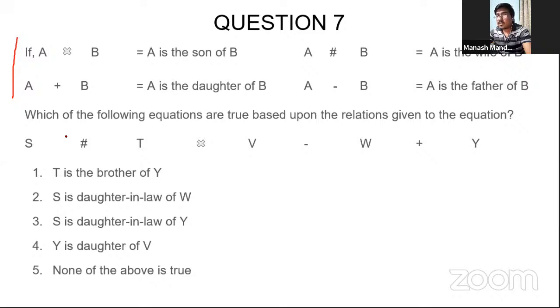Okay, so Ash is the wife of T. He is the son of B, and V is the father of W, and W is the daughter of Y.